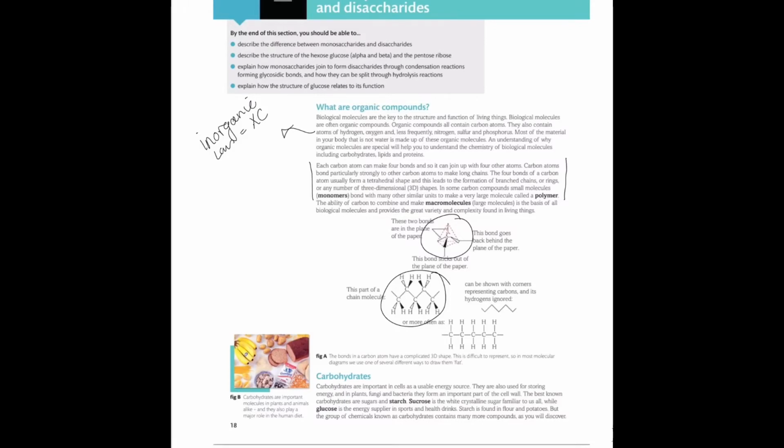Carbohydrates. Carbohydrates are important in cells as a usable energy source. They are also used for storing energy, and in plants, fungi, and bacteria, they form an important part of the cell wall. You will learn this later on. The best known carbohydrates are sugars and starch. Sucrose is the white crystalline sugar familiar to us all, while glucose is the energy supplier in sports and health drinks. You don't really need to know this. Starch is found in flour and potatoes, but the group of chemicals known as carbohydrates contains many more compounds, as you will discover.